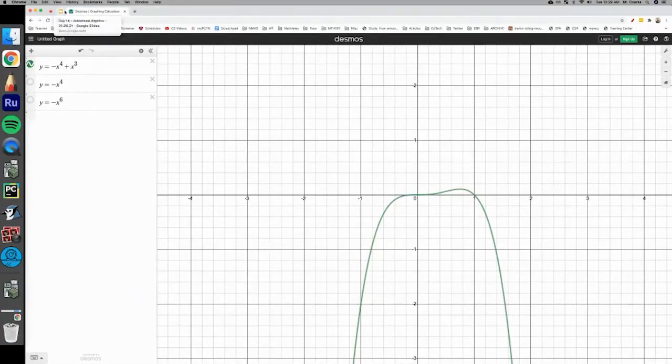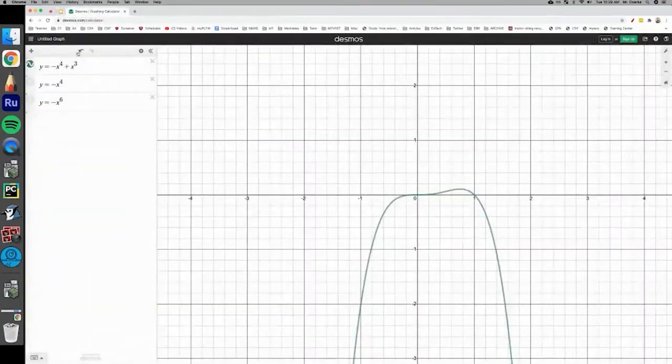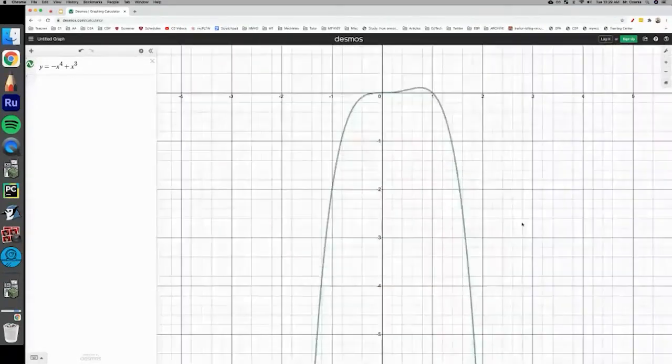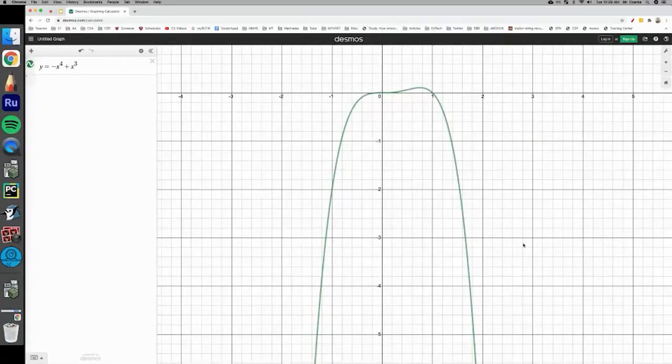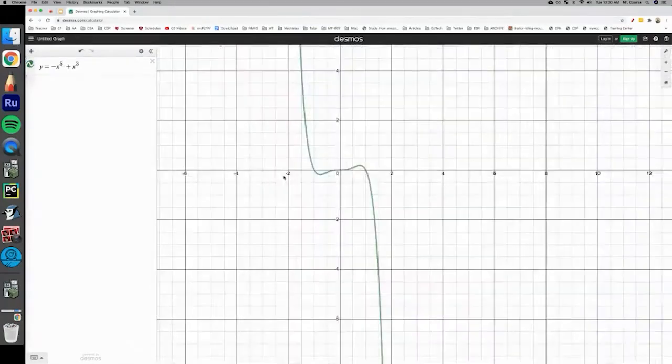Okay, that's even degree. There are going to be certain questions where I give you a graph that looks like this, and I say, is this graph an even degree or an odd degree? And you should be able to say, oh, the ends are going in the same spot, it's even. If the ends aren't going in the same spot, like say it was something like this, you should say that that's odd because they're not going in the same spot. One's going up, the other one's going down. If they're both going up or both going down at the ends, then it's even.